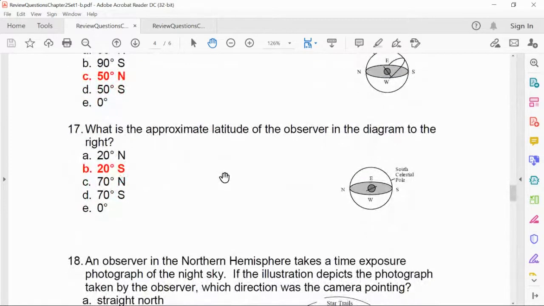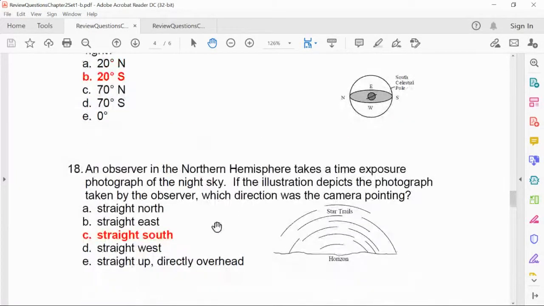We can do the same thing here. If we look at our south on the horizon and the South Celestial Pole, you can measure the angle between both of them, and this will give you your latitude. So if you look at this angle here, it's not going to be 0, it's not going to be 90, but you have here 20 and 70. 70 would be a little bit higher, so it's closer to 20. And we say here 20 south because it's measured between the southern horizon and the south celestial pole.